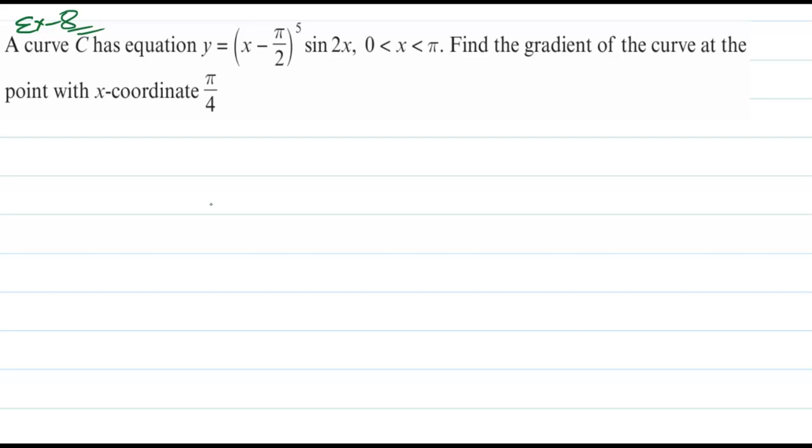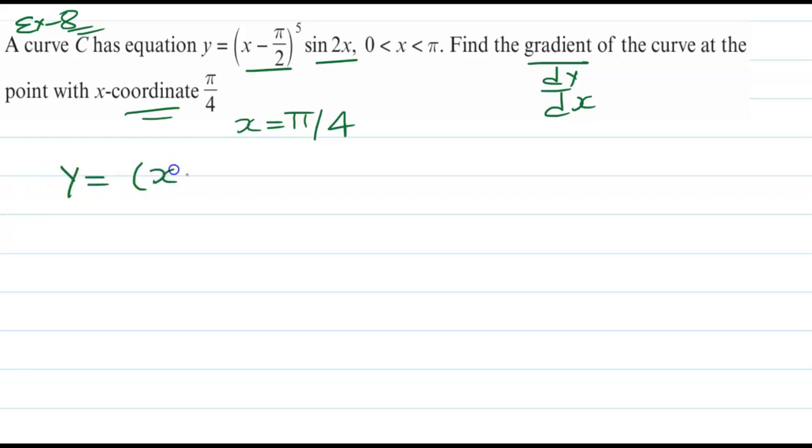So here it is given y equal to (x minus pi by 2) to the power 5 times sine 2x. So this will be u and this will be v, and x is running between 0 and pi. Find the gradient. So gradient is basically dy by dx of the curve at the point x equal to pi by 4. So what we have done so far, same thing you need to do. So this is our question, y equal to (x minus pi by 2) to the power 5 sine 2x.